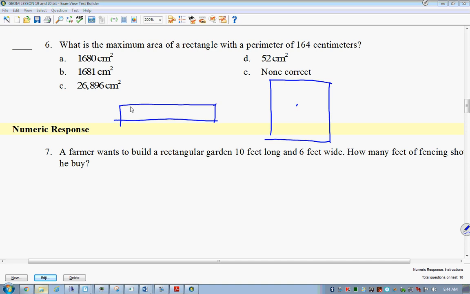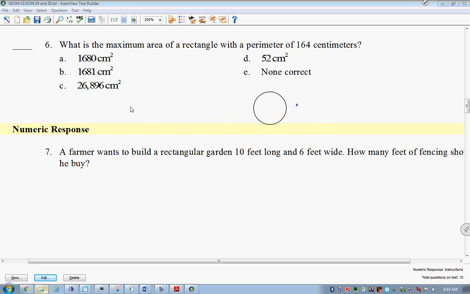Okay, so you see questions like this. What is the maximum area of a rectangle with a perimeter of 164 centimeters? What we want to do, given a question like that, okay, is we need to find basically what the sides would be to make that a square, right? So if I've got 164 all the way around and I want to make a square out of it, that means all 4 sides have to be equal, correct? So take 164 and divide it by 4. Okay, well that should be what, 41? 41. So each side is 41 now.